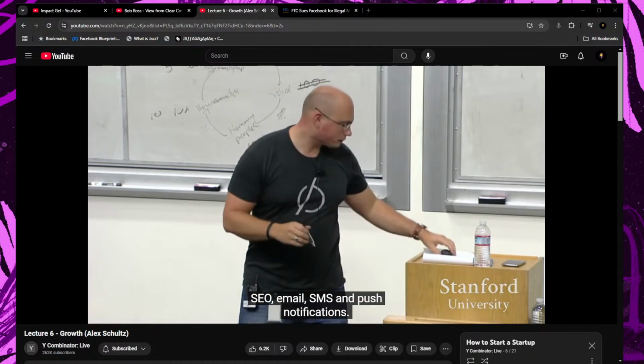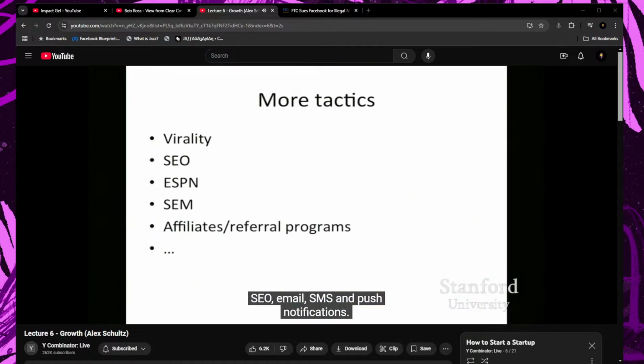So a couple more things we're going to touch on: SEO, email, SMS, and push notifications. On SEO, there are three things you need to think about. First one is keyword research. People do this badly all the time.